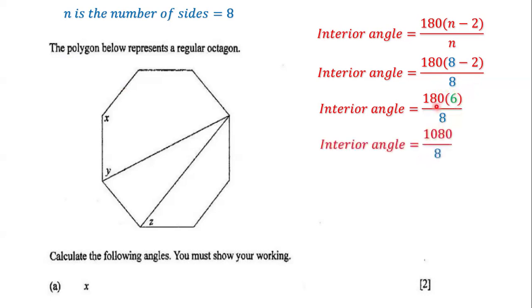And then 180 multiplied by 6 gives us 1080, all divided by 8. When we divide these two, we get 135. So that means that the interior angle is 135, which means that X is equal to 135 degrees.